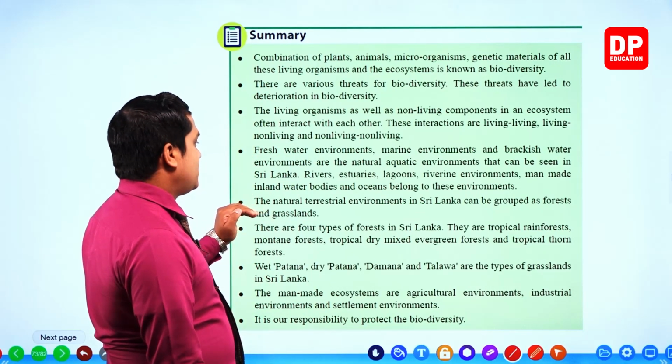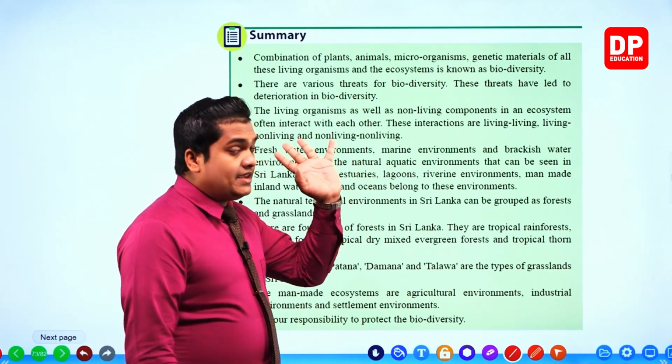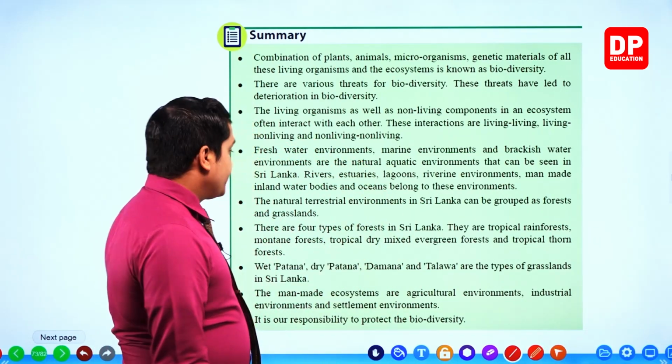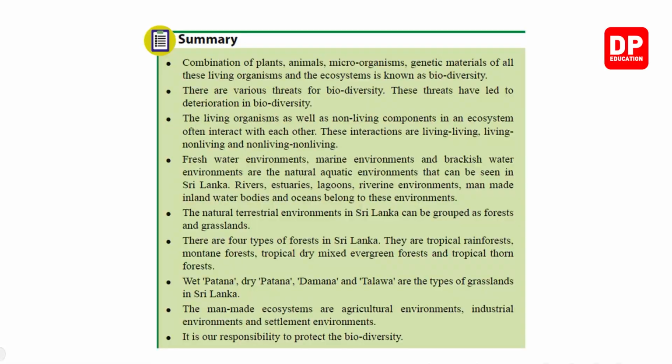Then my dear children, we discussed the natural terrestrial environments in Sri Lanka, and we have categorized those into forests and grasslands. Okay. There are 4 types of forest in Sri Lanka. They are tropical rainforest, montane forest, tropical dry mixed evergreen forest, and tropical thorn forest. Okay. So these are the 4 main types of forest in Sri Lanka. Wet patana, dry patana, damana, talava are the types of grasslands in Sri Lanka. Okay. Wet and dry patana, damana and talava.